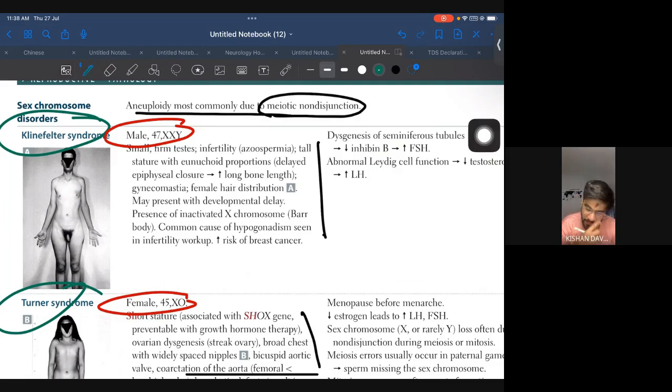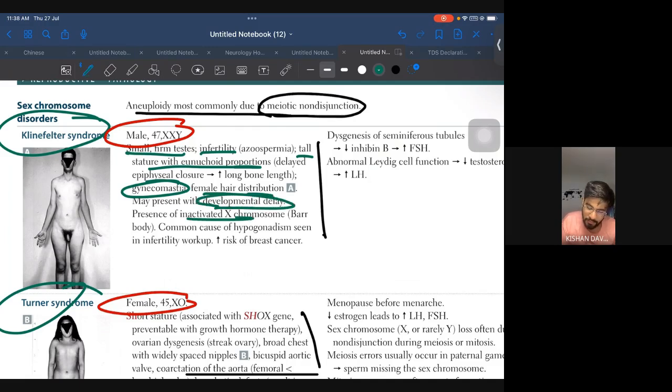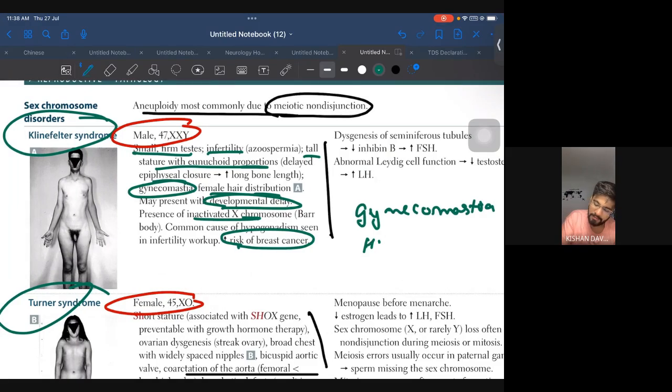So let's see the features over here. Small firm testes, infertility, tall stature with eunuchoid proportions, gynecomastia, female hair distribution, may present with developmental delay, inactivated X chromosome, and increased risk of breast cancer. So these are all the features. Most commonly they will be giving you gynecomastia only. Gynecomastia and this hair distribution like female. So this is very important.